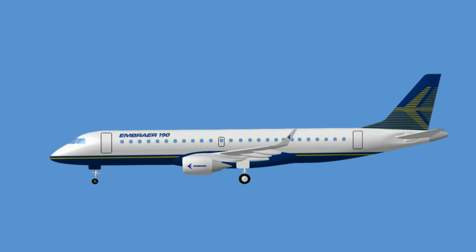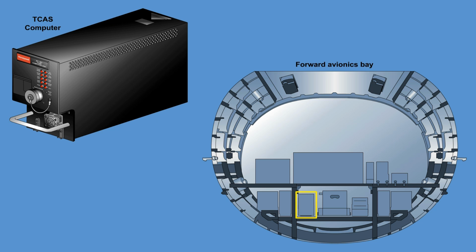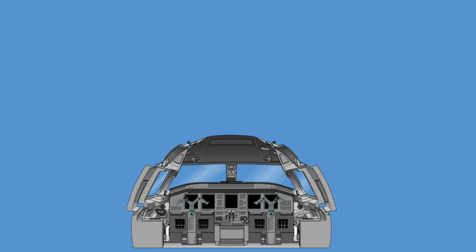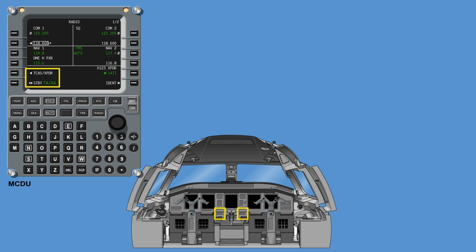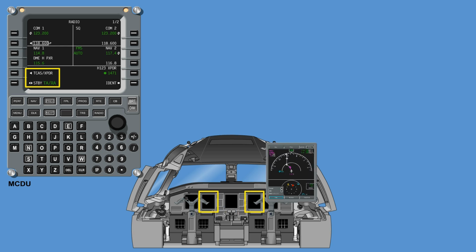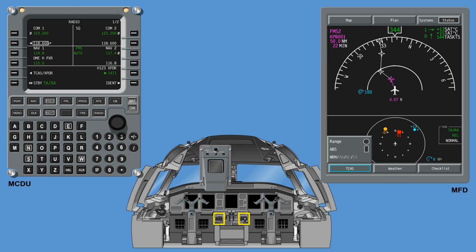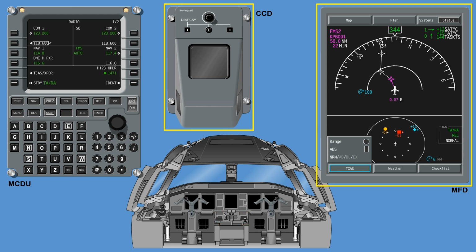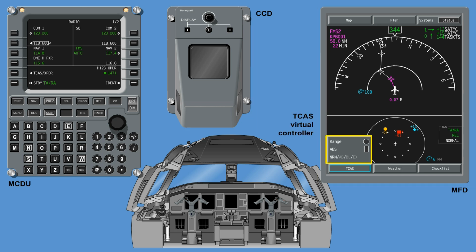The TCAS consists of the following components and associated controls: a directional antenna located on top of the aircraft, an omnidirectional antenna located on the bottom of the aircraft. The TCAS computer is mounted in the forward avionics bay. In the cockpit, the TCAS modes are selected through the MCDU, and the TCAS functions are selected on the multifunction display by the cursor control device. The CCD and the multifunction display together make up the TCAS virtual controller.